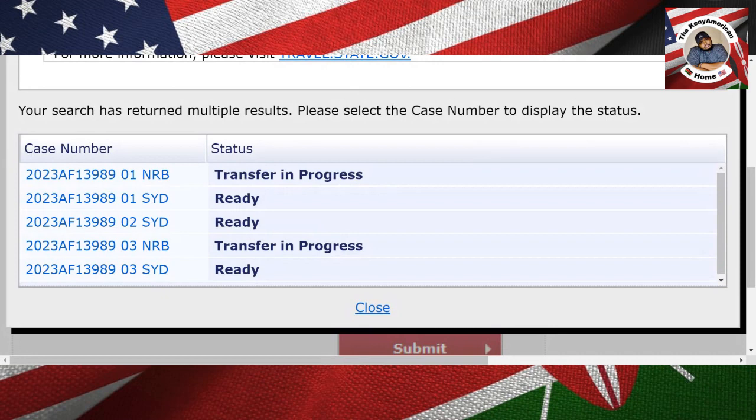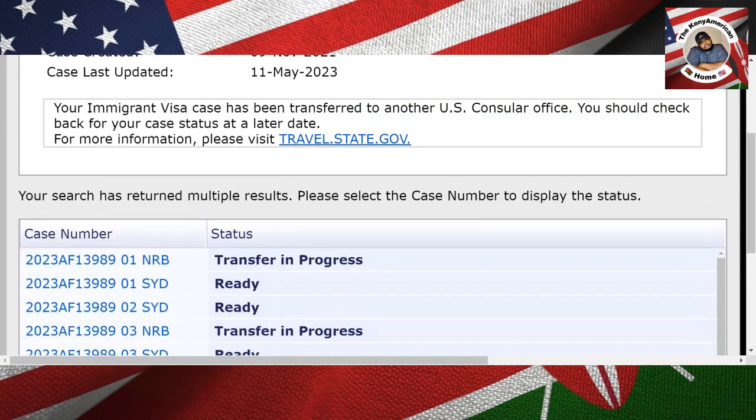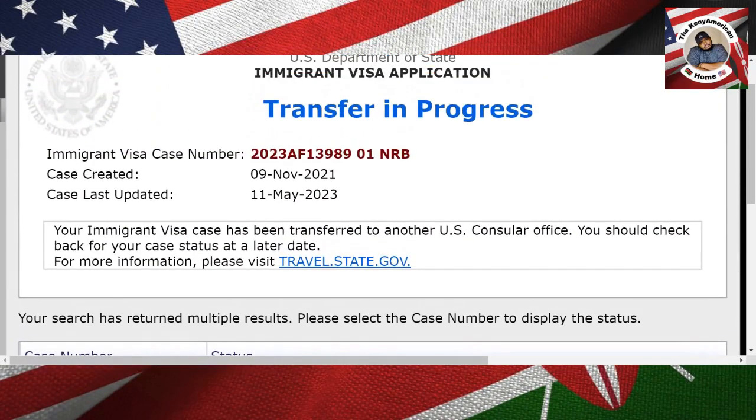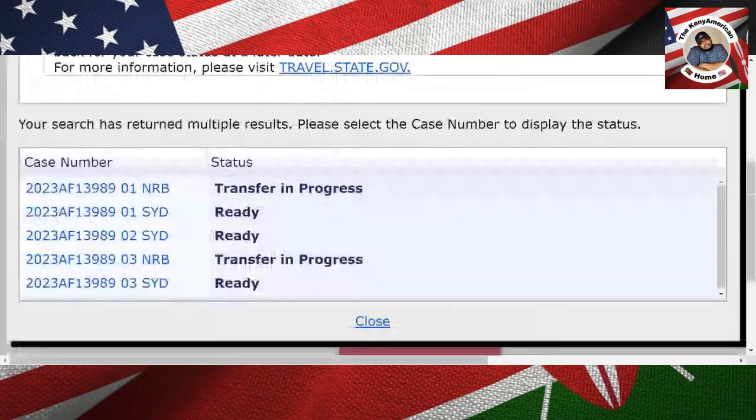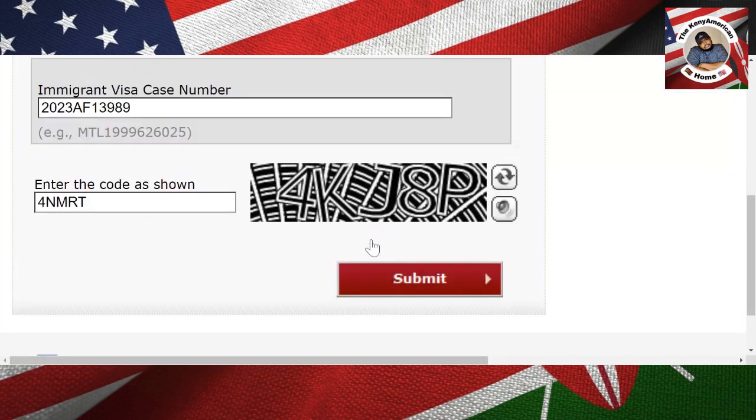And you can see the different statuses. It's been transferred, and it's ready for an interview in Sydney. But this is a transfer in progress. Once the transfer completes, then the person will be able to do their interview in Sydney. Now we can look at another case of transfer.